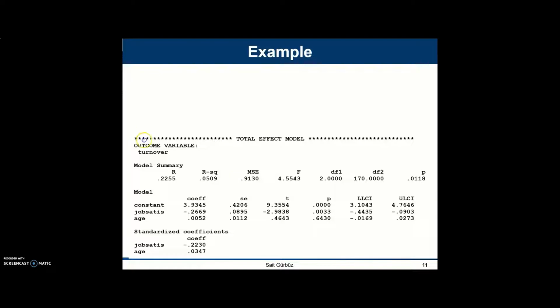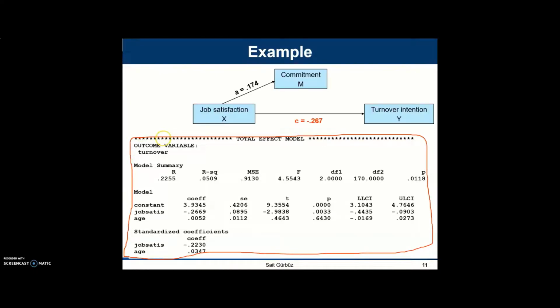In this table, you can see the total effect model. This is another regression model, as you can see. In this model, we are testing the total effect, which is C, so the impact of job satisfaction on turnover intention, right? For that reason, our outcome variable should be turnover intention, as you can see.